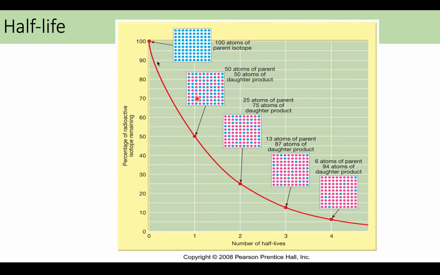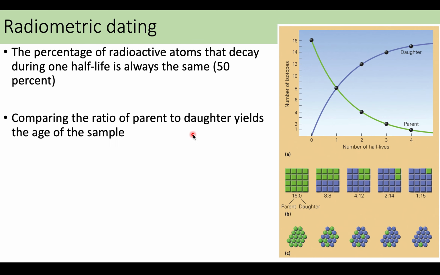So here is another example. If we are looking at percentage and we're looking at the parent isotope, here we start with 100% of our parent isotope. After 1 half-life, we're down to 50%. After 2 half-lives, we're down to 25%. After 3 half-lives, we're down to 12.5%. So each time you cut the parent material in half, and you're actually each time doubling the amount of daughter material.